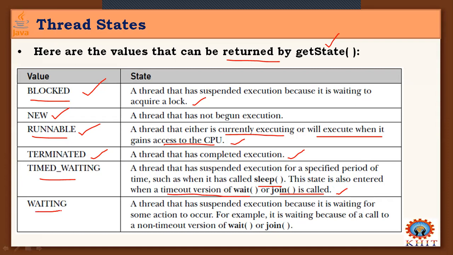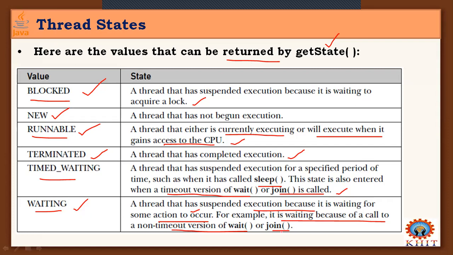But another is the WAITING state. This thread has suspended execution because it is waiting for some action to occur, and that is not related to timeout versions, right? For example, it is waiting because of a call to a non-timeout version of wait or join. So this waiting state is not related to time-specified methods.